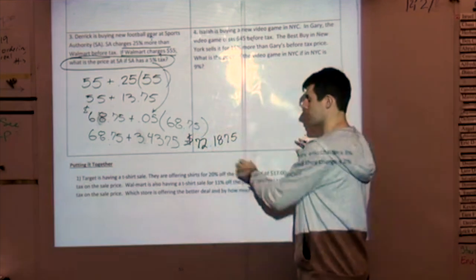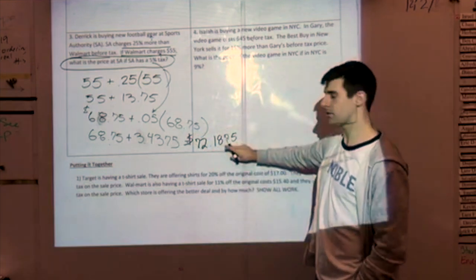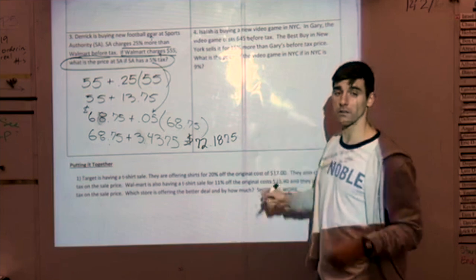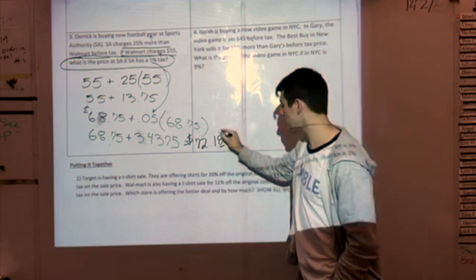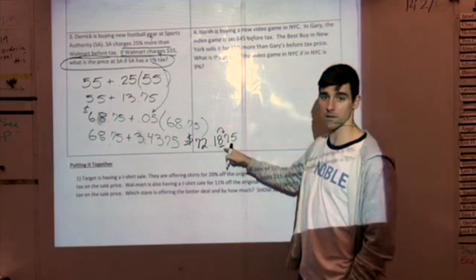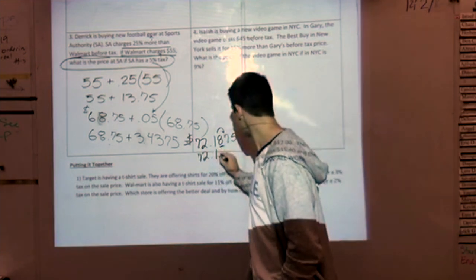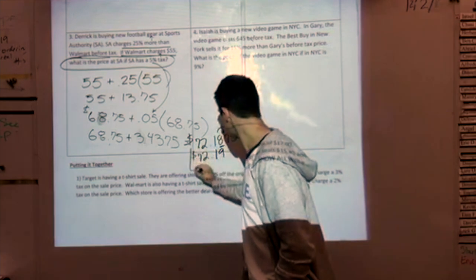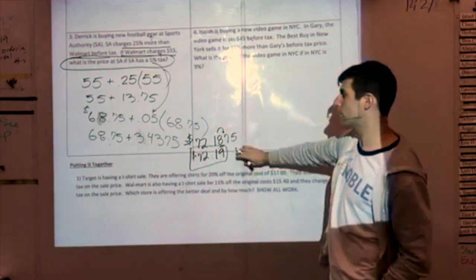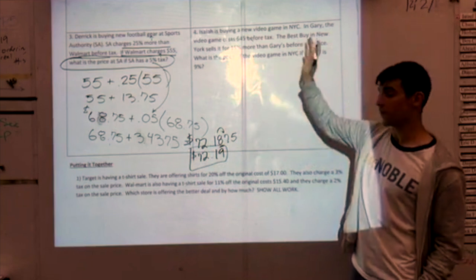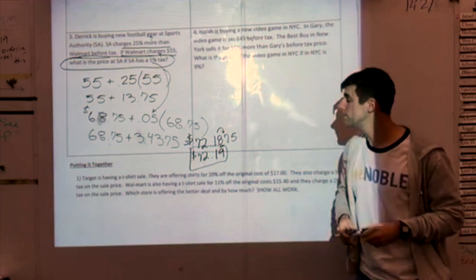And now is a really great time to round. We never see these extra digits, the thousands or the 10,000s place on a receipt. So it makes sense now to round to that cents place. The cents place is the hundredth place. Now we have $72.19. That's that final value I'm going to pay if I buy this football gear from Sports Authority.